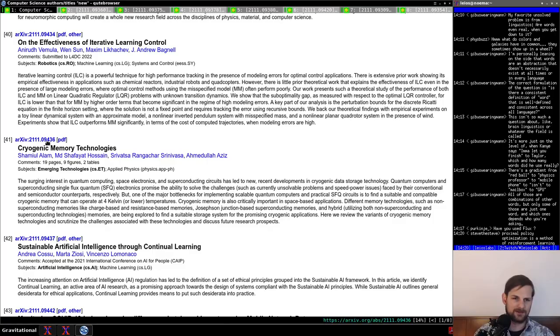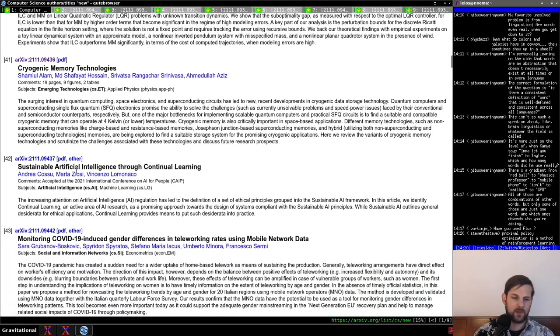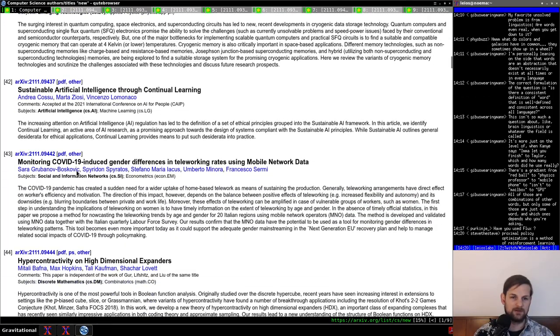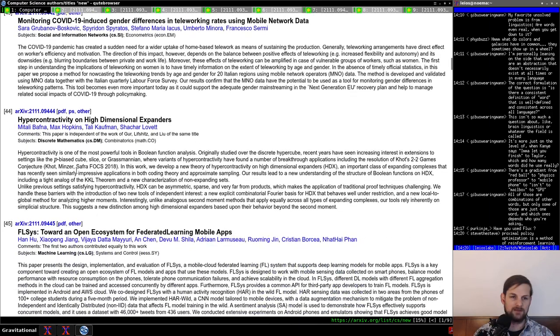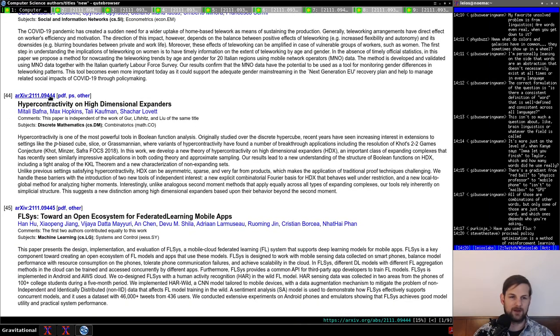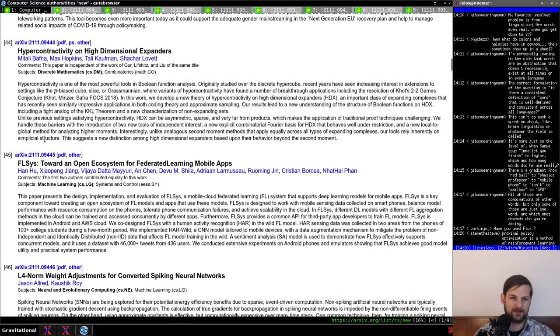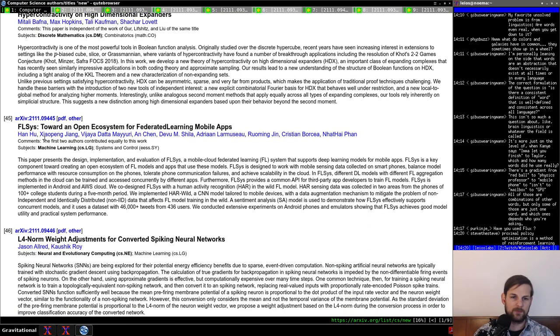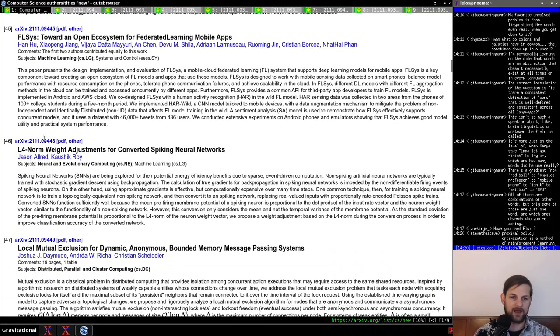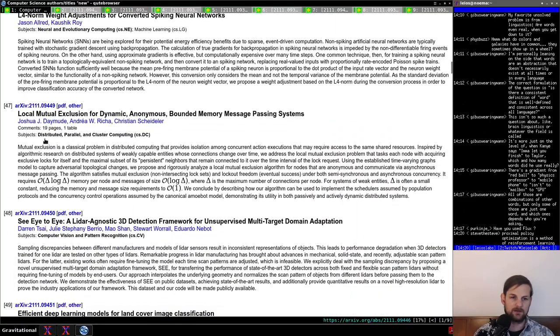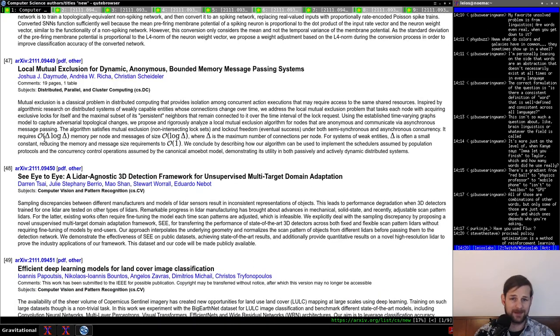Cryogenic memory technologies. What does that mean? Sustainable artificial intelligence through continual learning. Monitoring COVID-19. Hyperconnectivity and high-dimensional expanders. Again, this is one that we saw earlier. It's quite interesting. I want to look into it. Towards an open ecosystem for federated learning mobile apps. L4 weighted adjustment. Local mutual exclusion for dynamic anonymous bounded memory message passing systems.